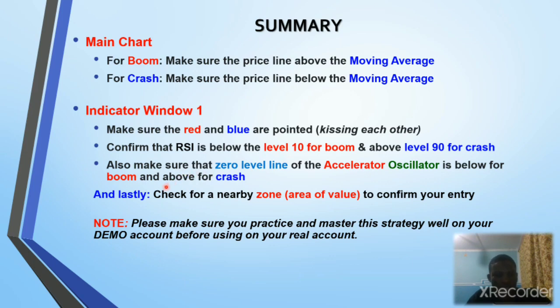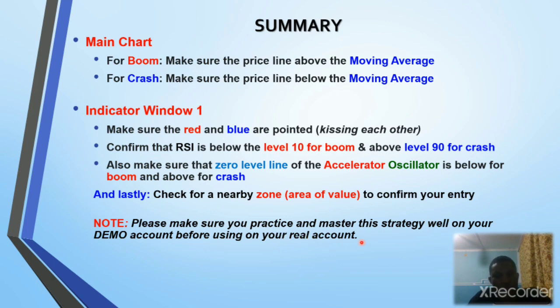The next one should be RSI. The RSI should be below the level 10 for boom and above the level 90 for crash. Also make sure that the zero level line of the accelerator oscillator is below for boom and above for crash. And lastly, you check for a nearby zone area of value to confirm your entry.